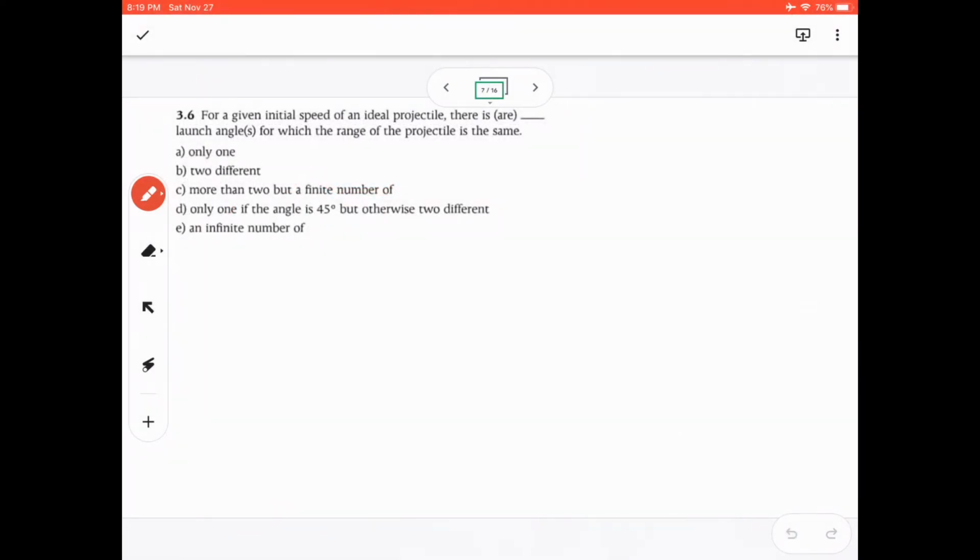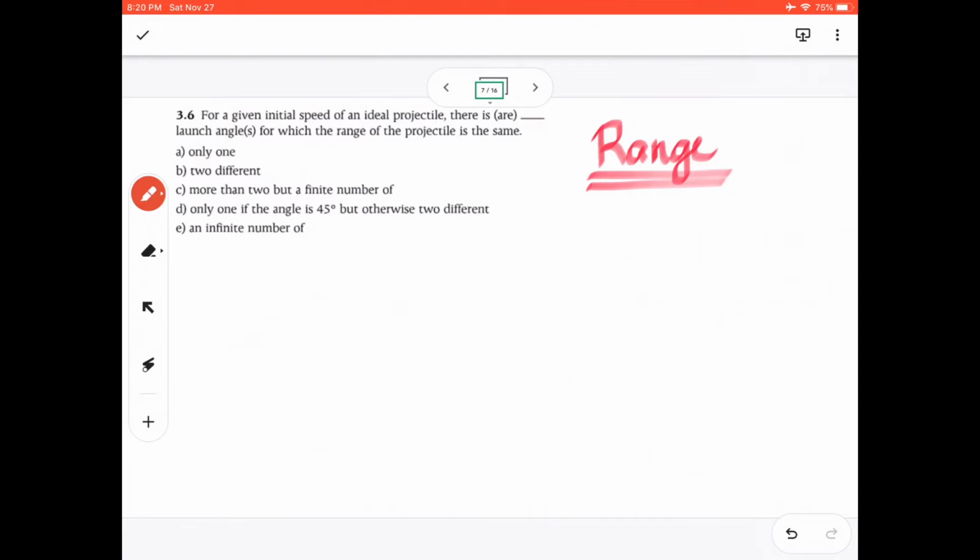Question 6. For a given initial speed of an ideal projectile, there is or are blank launch angles for which the range of the projectile is the same. So this question is basically asking, in a projectile, is there a range that you can get by launching at an angle, and then get the same range at another angle, if you know what I mean.